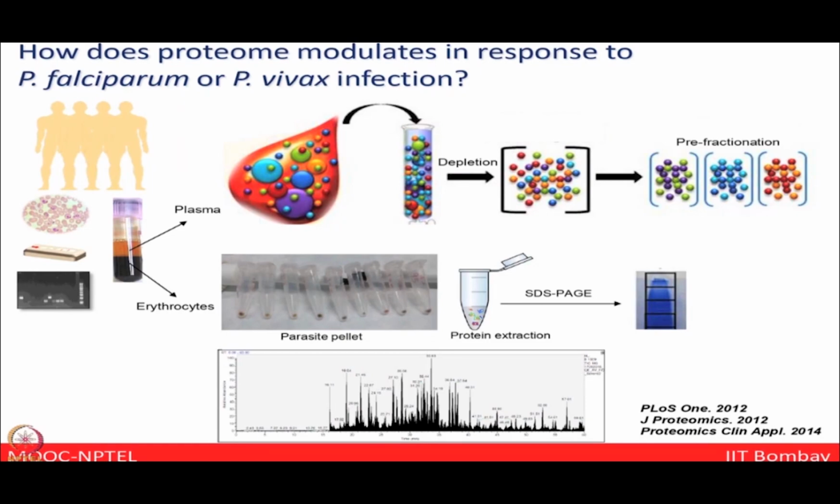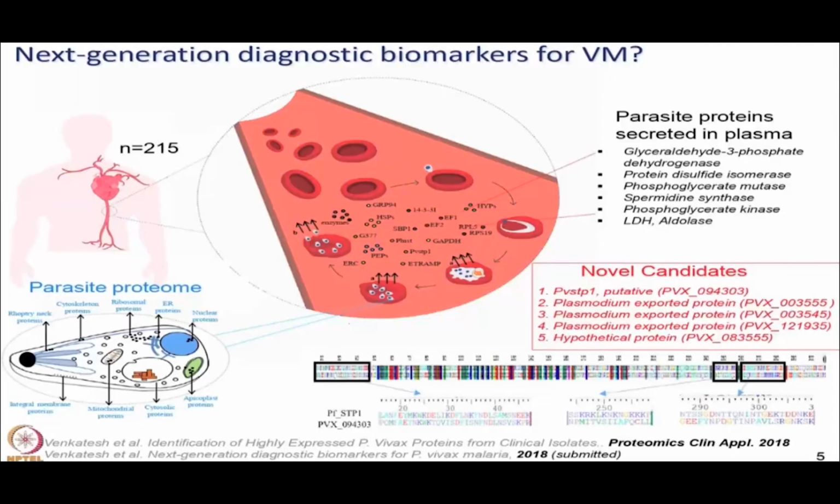Both of these strategies are in some way complementary, giving us very vast information about the parasite proteome and the host proteome, to find out what is happening in response to malaria in these patients. One of the goals of the project was to ask whether we can identify specific biomarkers which could be very unique for vivax malaria. A lot of work has happened in the lab, but in a nutshell, in one study where over 200 patients were enrolled, we looked at the parasite proteome. We also looked at which of the parasite proteins are secreted in the plasma, because those are circulating in the blood and could be much more relevant biomarkers for our study.